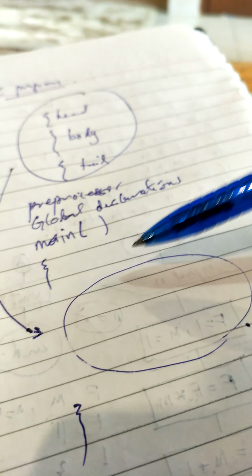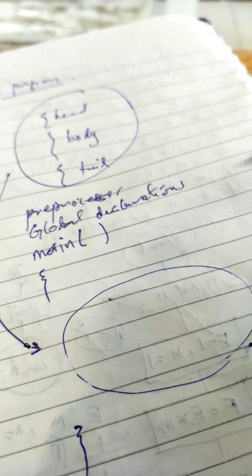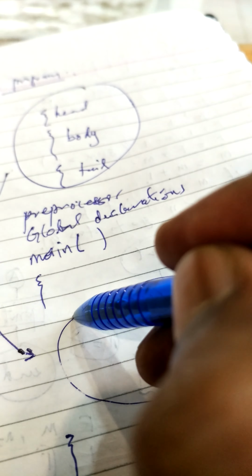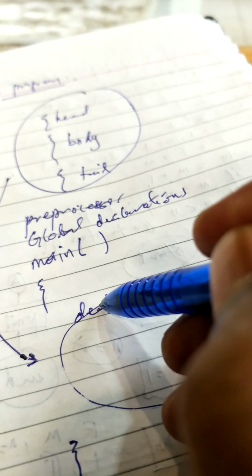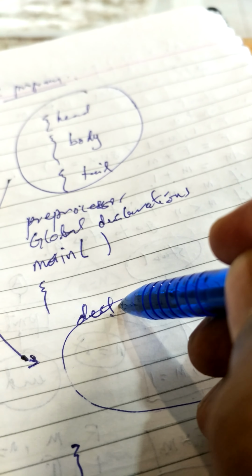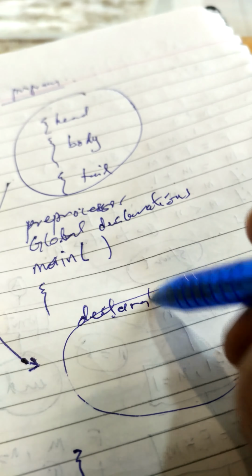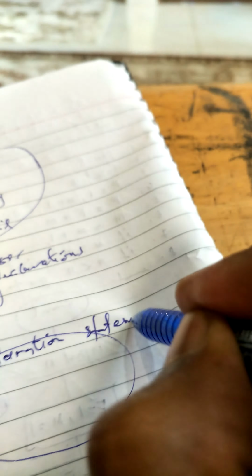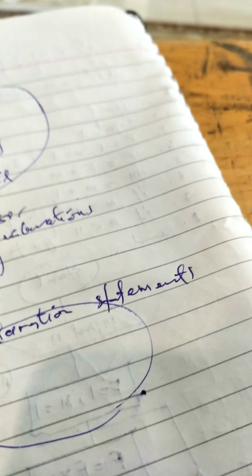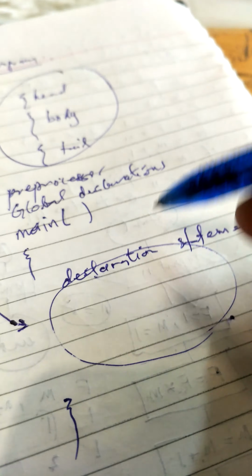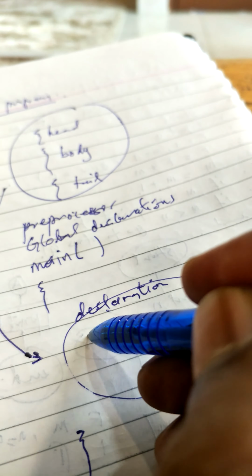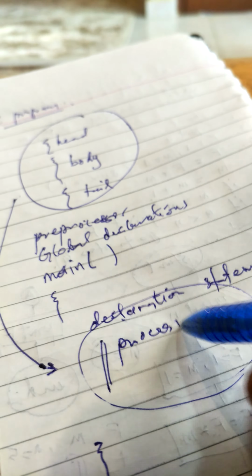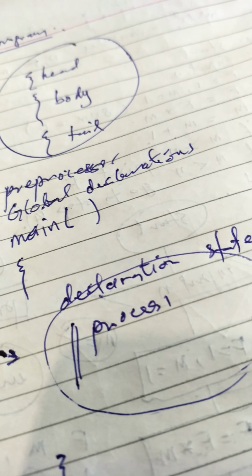Okay, so what is head? Head is normally given as a declaration statement. I will explain to you what a declaration statement is. Then we need a body. Body is the process that we need to do to solve the problem.